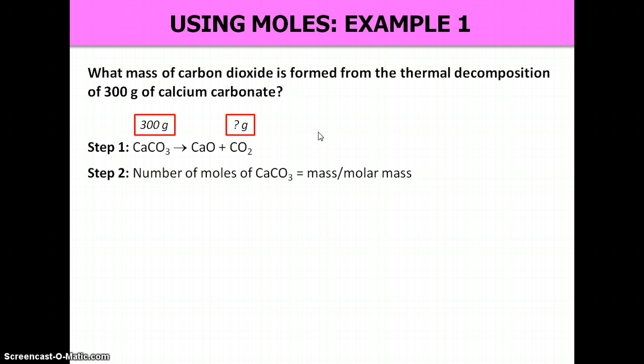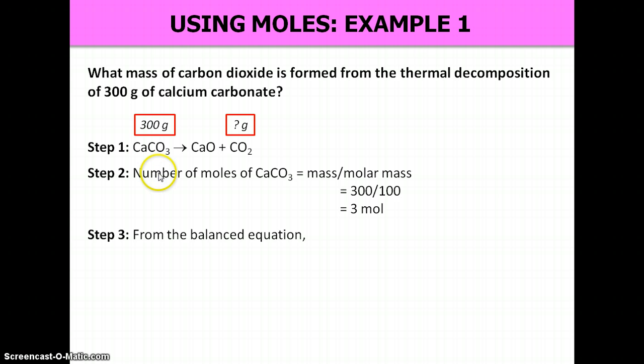So, calculate the number of moles of calcium carbonate. We should know by now that's the mass of calcium carbonate divided by its molar mass. Calcium is 40 grams per mole, carbon 12 grams per mole, 3 lots of oxygen at 16 grams per mole each. Its molar mass is 100. So its mass, 300 grams, divided by molar mass of 100, gives us 3 moles of calcium carbonate.